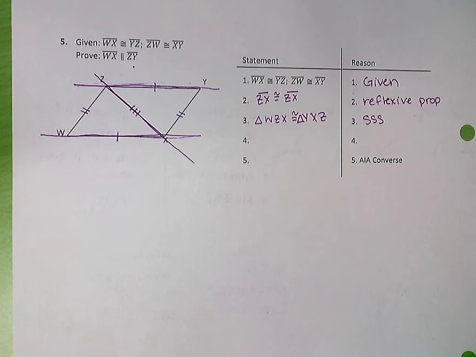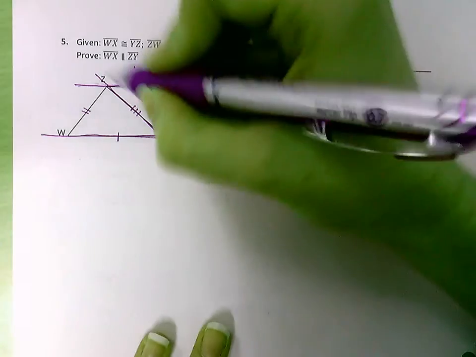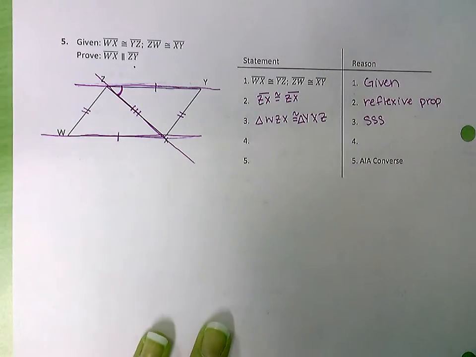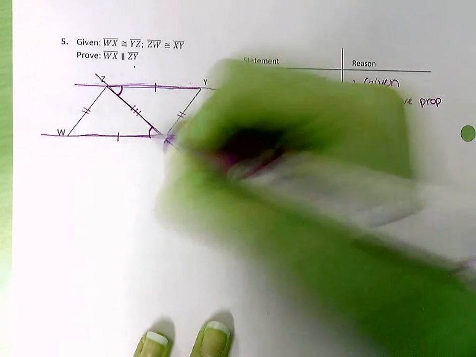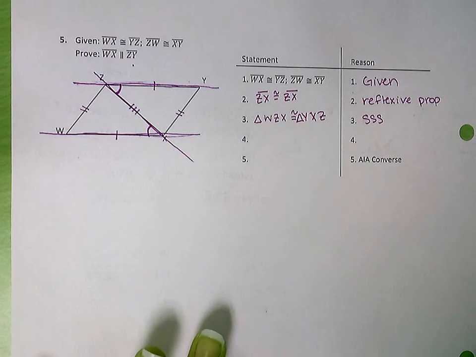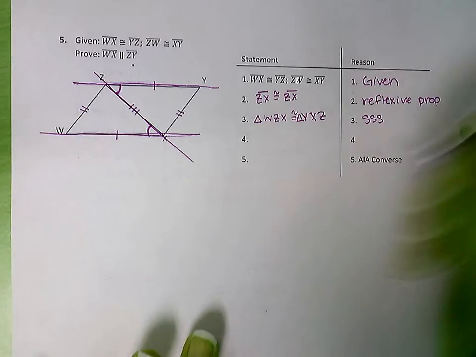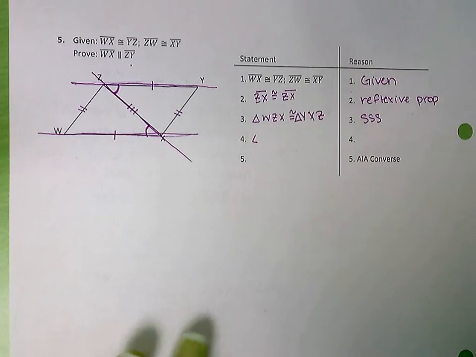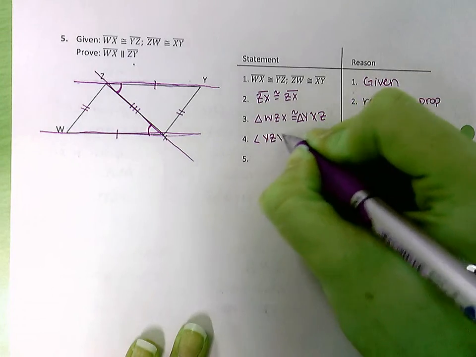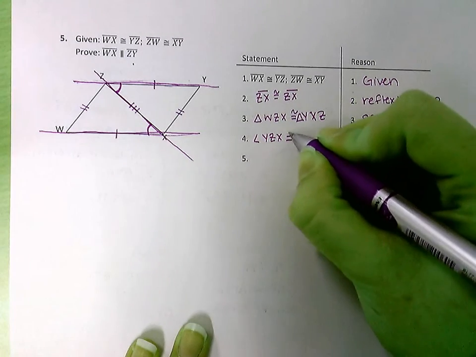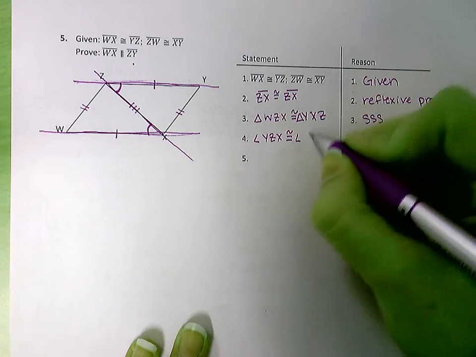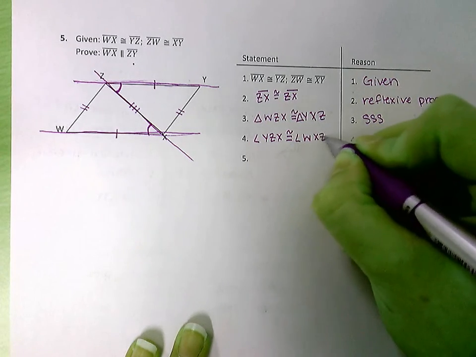okay? If I'm trying to prove lines parallel, I need angles to be congruent. Which two angles? Okay, there's a specific one, right? I'd have to say this angle right here is congruent to this angle right here. Yes, alternate interior angles. So I can say angle YZX is congruent to angle WXZ.